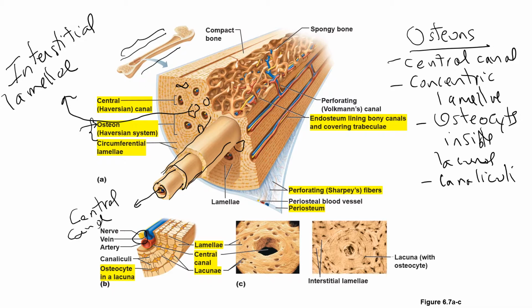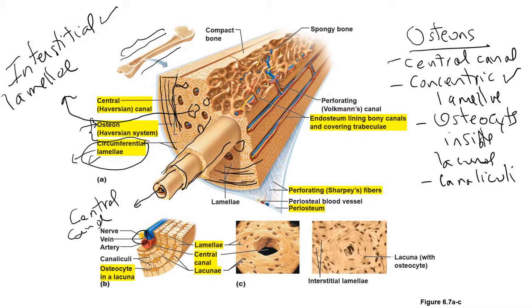Finally, around the diameter of the bone, there will be plates of lamellae which will run around the circumference of the bone tissue. This lamella is called circumferential lamellae. So there are three forms of lamellae found in compact bone: concentric lamellae as part of osteons, interstitial lamellae, which are the old broken down osteons, and circumferential lamellae, which are plates of lamellae around the periphery of the diaphysis of the bone.